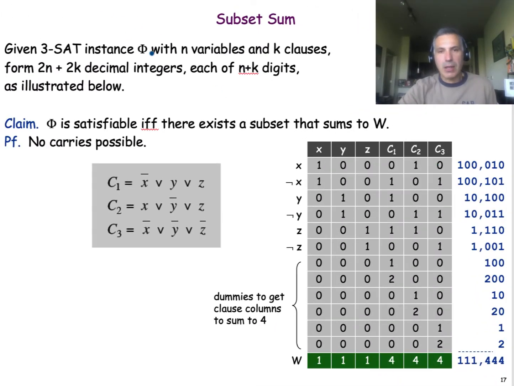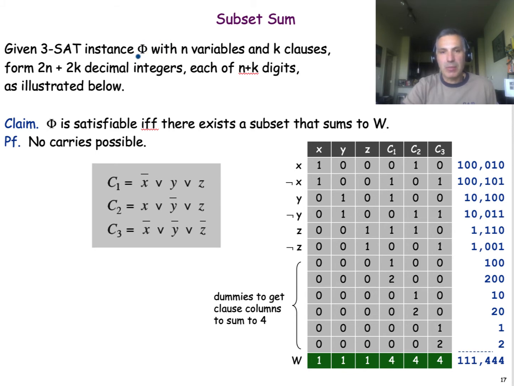Now, let's look at the reduction from 3SAT to subset sum. 3SAT has to do with Boolean expressions, subset sum has to do with numbers. So the reduction somehow has to be able to take us from expressions of Boolean variables to numbers that we can add and get a certain sum. Let's see how we can do that.